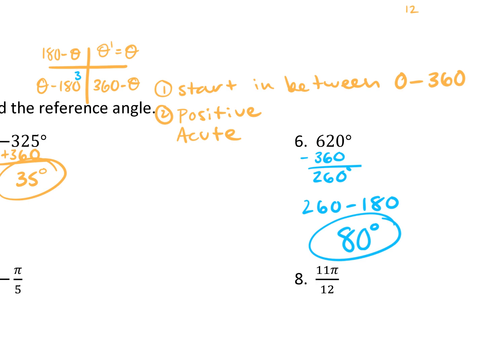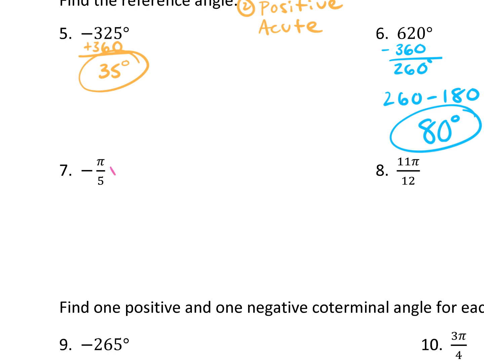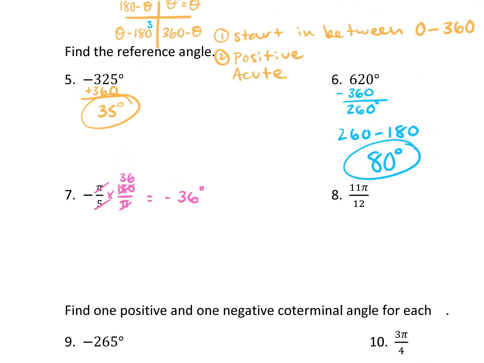What would we do first for number 7? We've got to convert it. So we're going to multiply by 180 over pi. Pi's cancel. 5 goes into 180 how many times? 36. So this would be negative 36 degrees. Awesome. Negative 36 is not in between 0 and 360, so we have to add 360. We get 324. Which quadrant's that in?